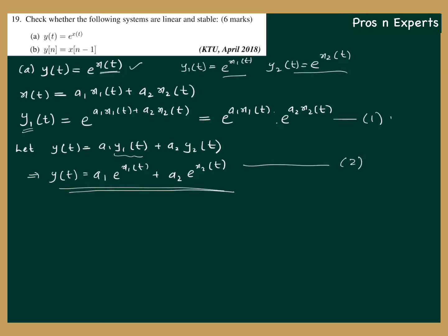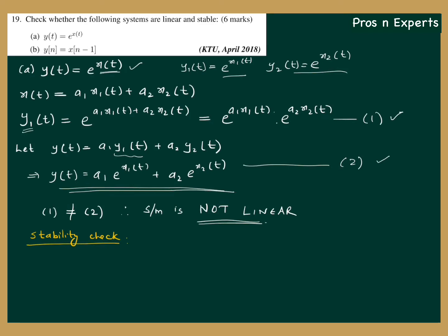Equation number 1 was the output obtained when the input taken was mixed. Equation number 2 was the output itself as mixed. Now equation number 1 is not equal to equation number 2, and that implies the system is not linear. And now we will check stability. How will you check stability? Stability is actually BIBO stability.